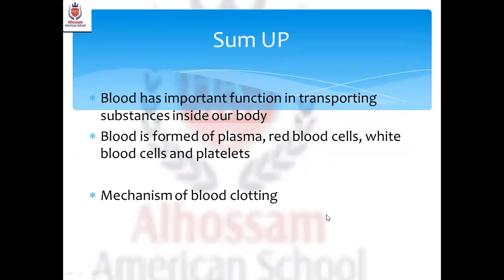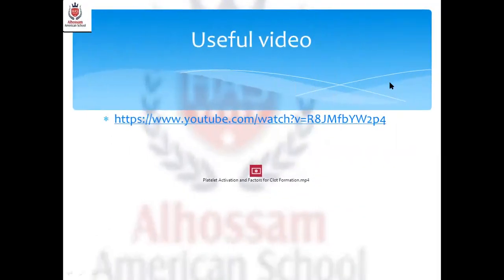So, to sum up our lesson today, we are talking today about blood. Blood has an important function in transporting substances inside our body. Blood is mainly formed of plasma, red blood cells, white blood cells, and platelets. The mechanism of blood clotting we have also understood, and we have known how blood clotting can occur. This is a link of a very useful video that shows you how blood clotting occurs. It's very interesting and you should watch it to understand more about what we are talking about.